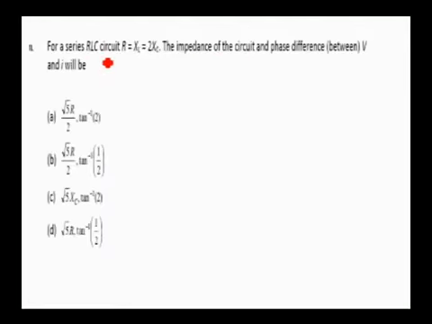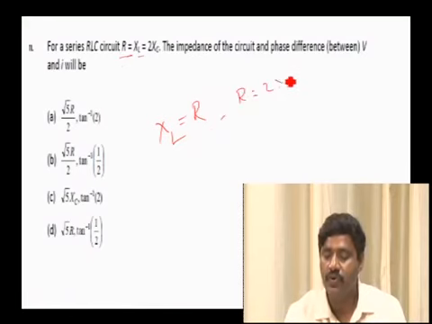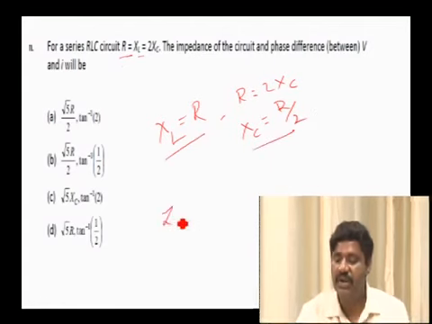For a series RLC circuit, R is equal to XL. That means I can take XL is equal to R. R is equal to 2XC. If R is equal to 2 times XC, then XC is equal to R by 2. So XL is R and XC is R by 2. Then what is the impedance? We have an impedance formula.